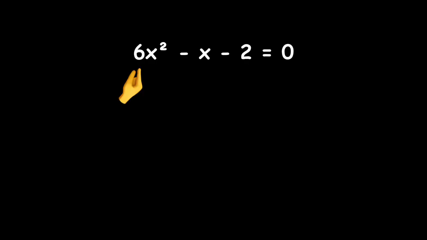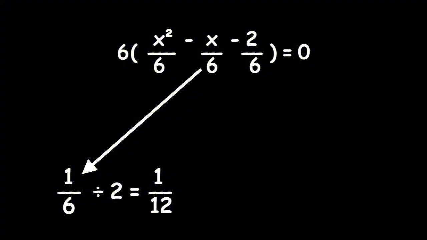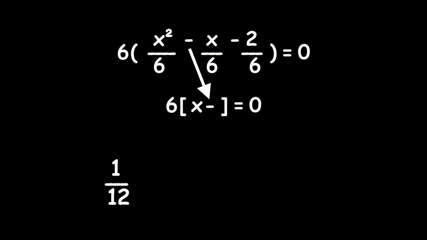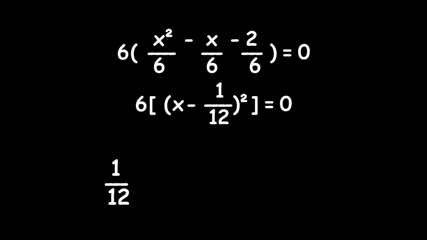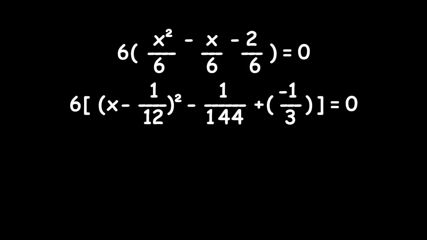Okay, cool, but what about when we have a naughty value of a? First, we separate out 6 from the entire expression. This is our new expression. Then we continue with our previous method. We divide 1 over 6 by 2. Then we write x and minus comes over here, then 1 over 12 there, and then we square it. Then we subtract 1 over 12 whole squared from this, and then we add back the new c value, which is minus 1 over 3.